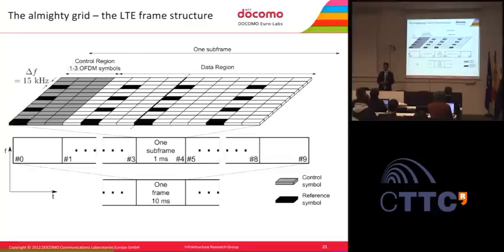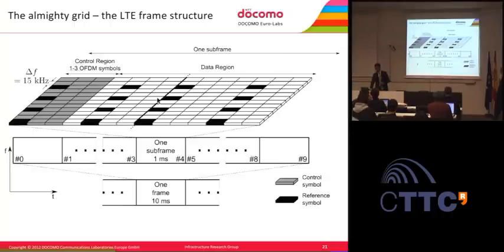Okay, so the first part of the subframe is the control region. The second part is the data region. The control region obviously should be smaller than the data region, otherwise you'll have a very high signaling control overhead in the network.